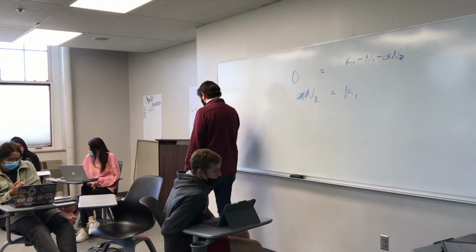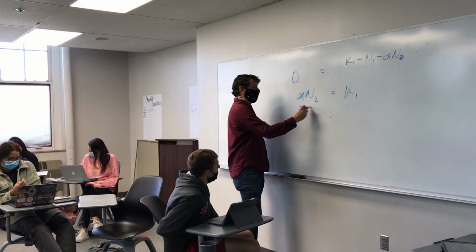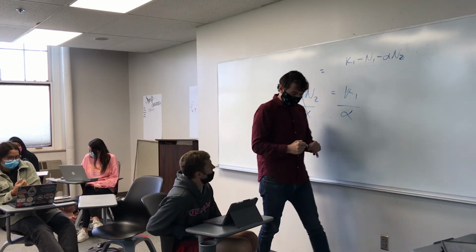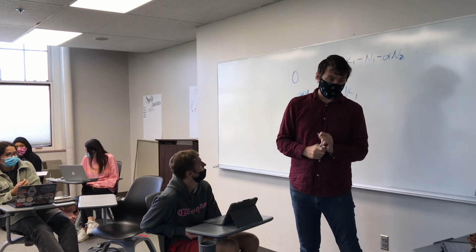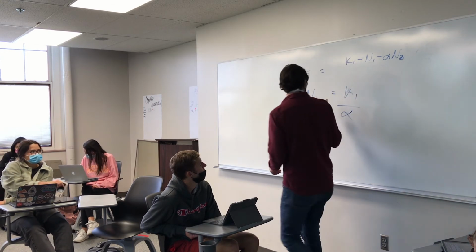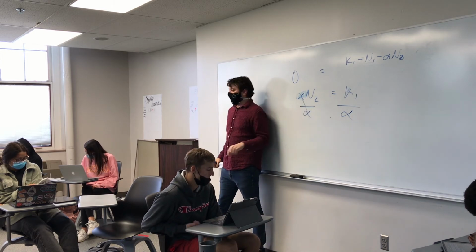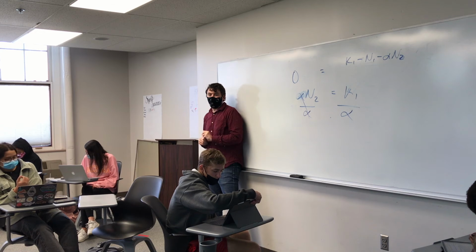So now what do we do to get N2 by itself? Exactly. Divide by alpha. Wait, so how did you get rid of minus N1? Because N1 is 0 in this case. We're solving for the population size of species 2 when N1 has gone extinct, zero population.